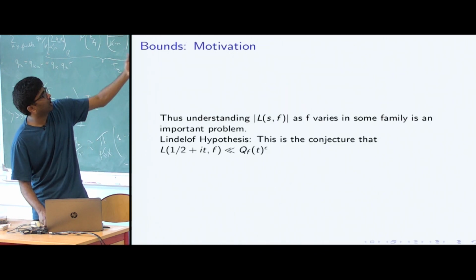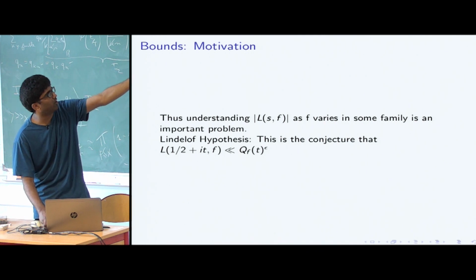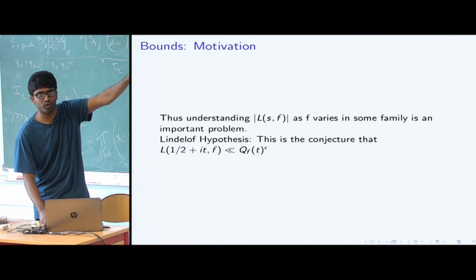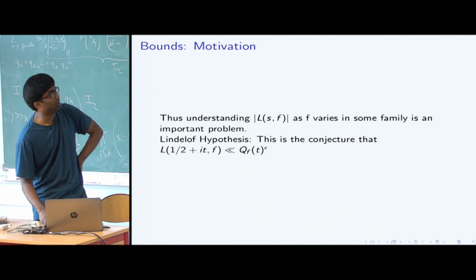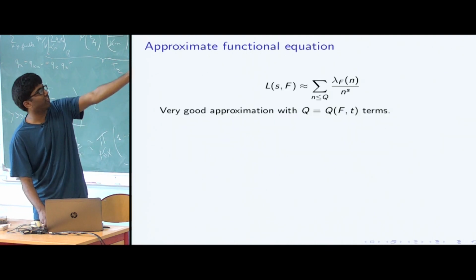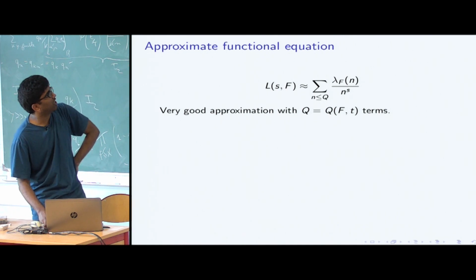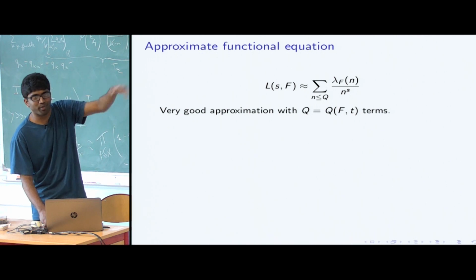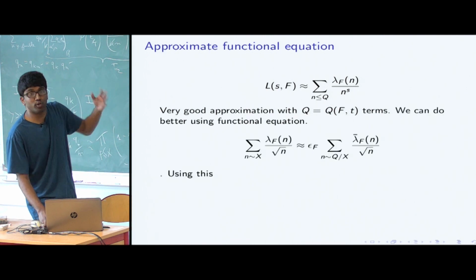Okay, so the size is this. We kind of believe that the size is much smaller than q to the epsilon for every epsilon. But let's see what we can actually do. This L-function can be approximated by a Dirichlet series with q terms pretty precisely. But we can do better.